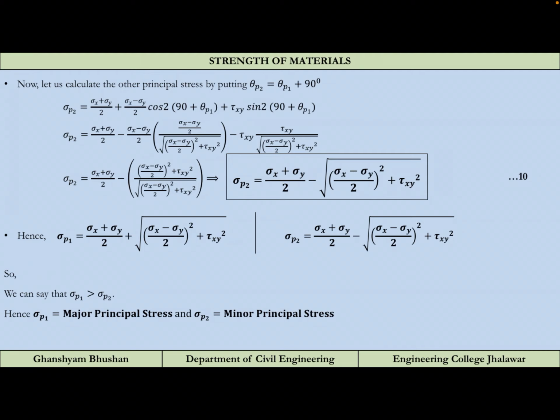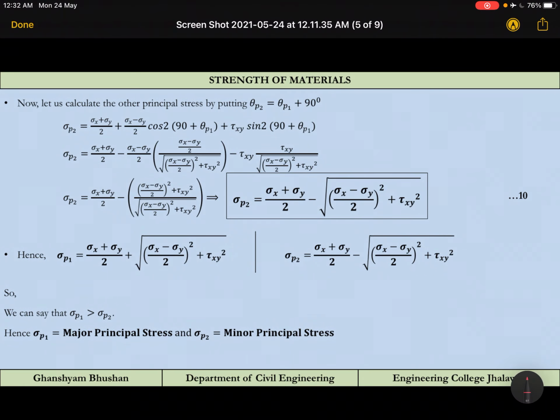For that we know that the two principal planes exist on mutually perpendicular axes. So if theta p1 is some angle, we can add 90 degrees to that angle and we get the angle of the second principal plane, that will be theta p1 plus 90 degrees. Again, what we are going to do is substitute the value of theta by 90 plus theta here.